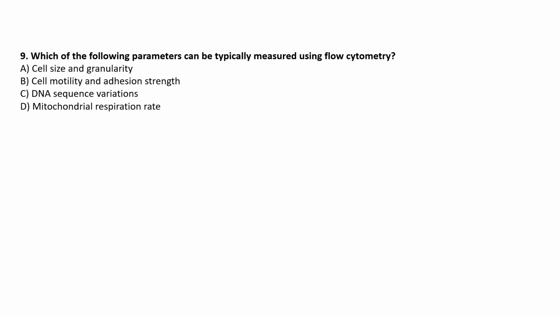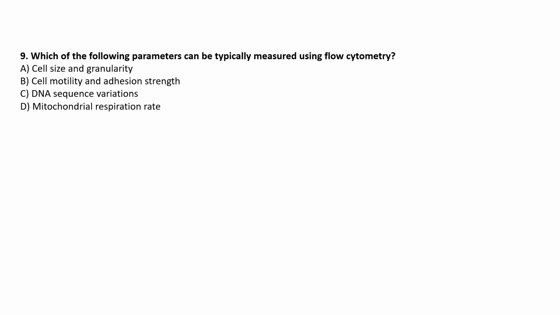Which of the following parameters can be typically measured using flow cytometry? Anyone? You can unmute and say, or you can message. Okay. All right, I'm getting some answers. Everyone seems to be on the right track. The answer is A, cell size and granularity.